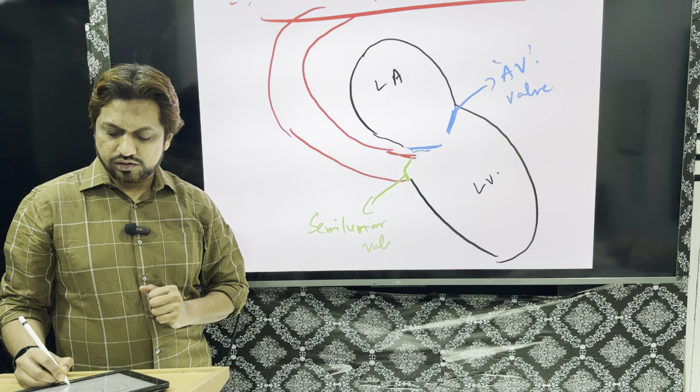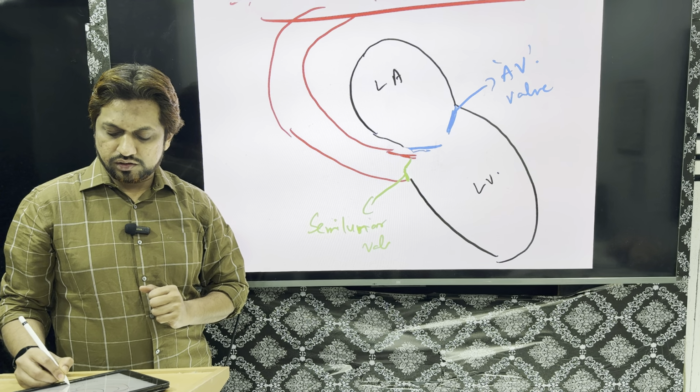Ventricular pressure: what will happen during the atrial systole, that is this point, when it is contracting? The blood which is there in the atria will move into the ventricles. Already 80% of the blood was there before this phase of atrial systole, but during this atrial systole the remaining 20% is pumped here.